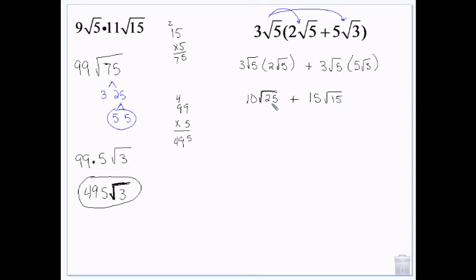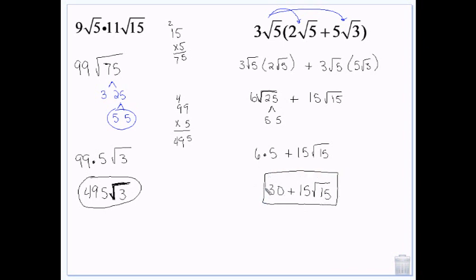Now 25 is 5 times 5. Where'd the 10 come from? Sorry, it was 6. Yeah, I'm like, where'd the 10 come from? Okay, 6. So 25 is 5 times 5, right? So I can pull that out. So that becomes 6 times 5. 15 is just 3 times 5, so nothing can come out. So this is 30 plus 15 root 15. Woohoo. And these are not like terms, so I can't add any further. Wait, let me write this.